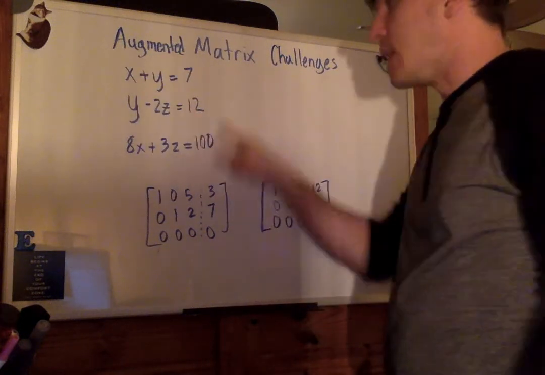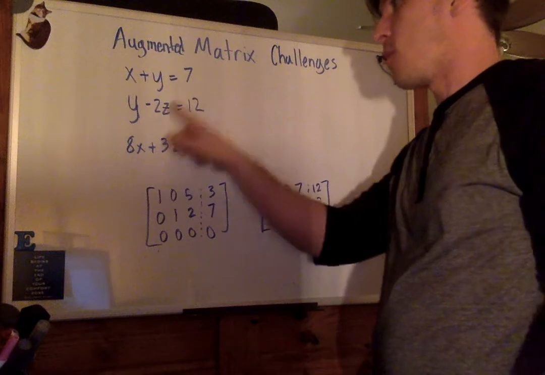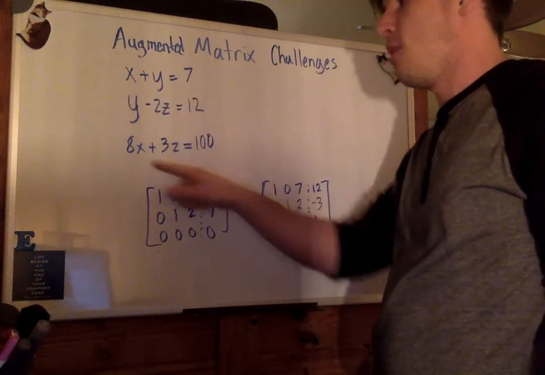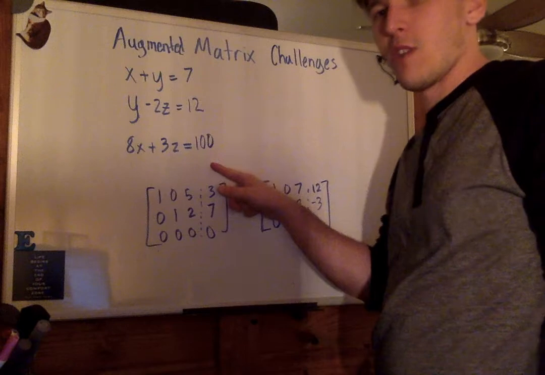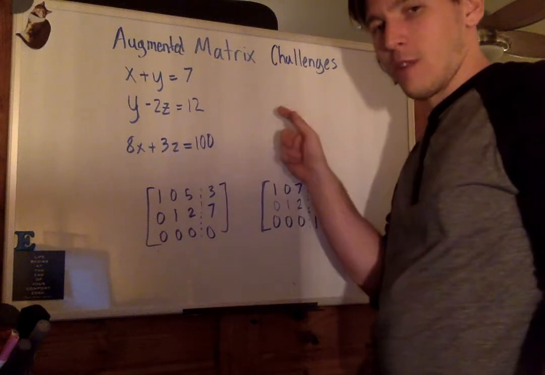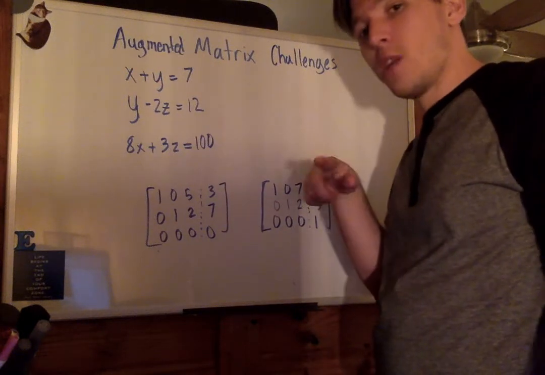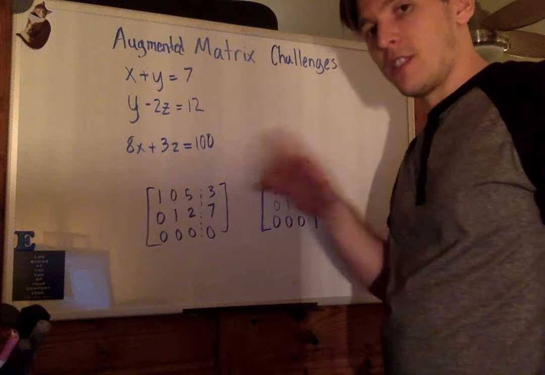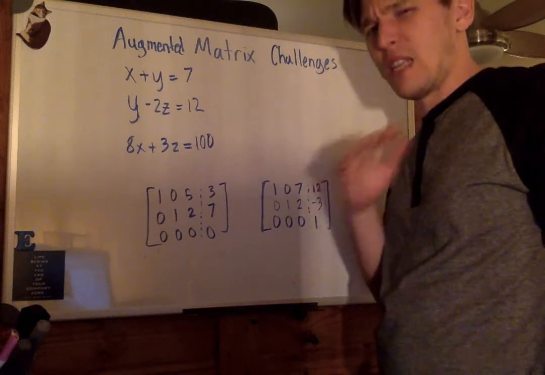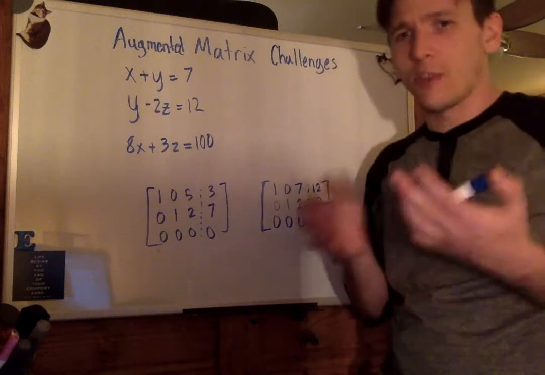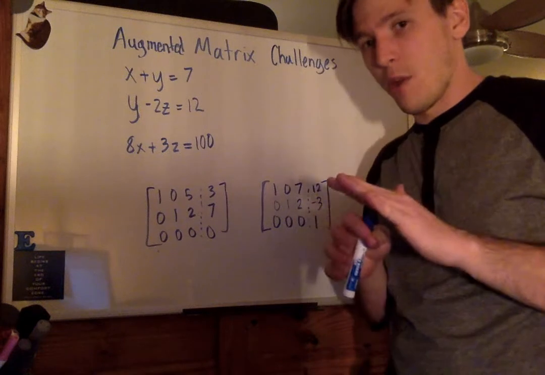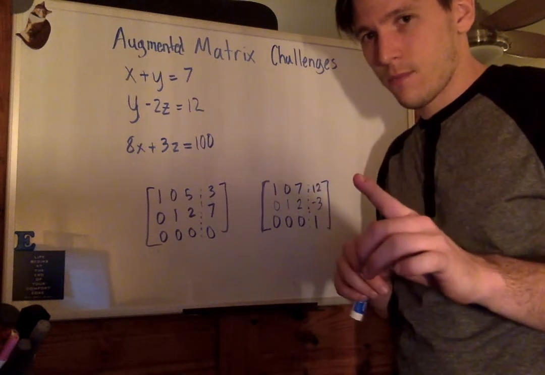Try to convert this system of equations, so x plus y equals 7, y minus 2z equals 12, 8x plus 3z equals 100. Convert that to an augmented matrix, and then I'm going to do it too, and you check yourself and see if we matched or if you made the mistake that is really understandable, especially as you're just learning this, but that you want to avoid. Pause.